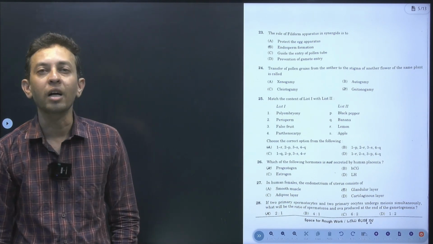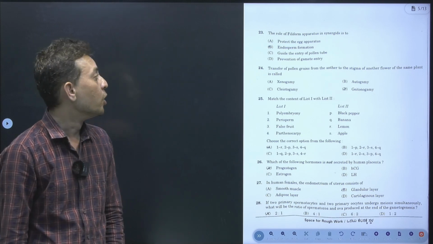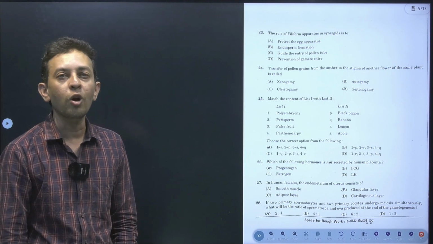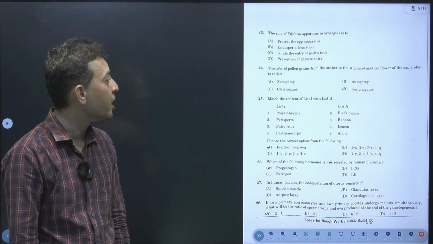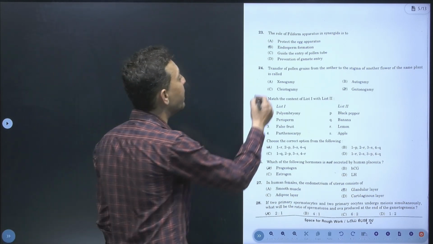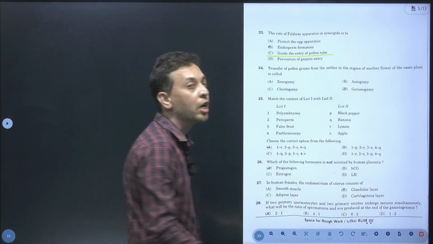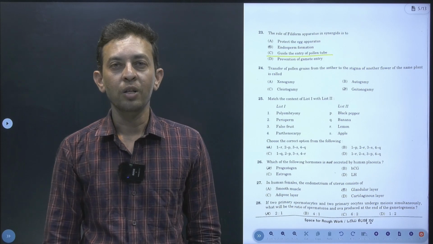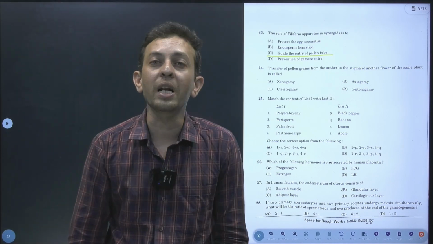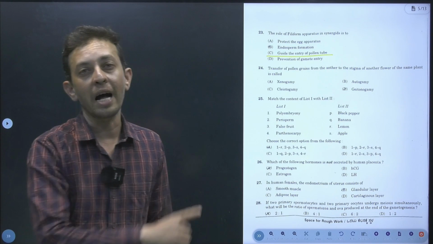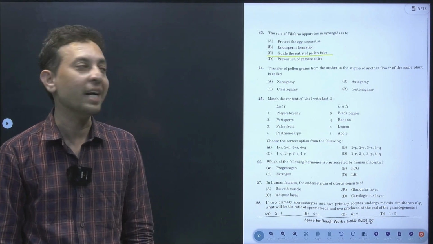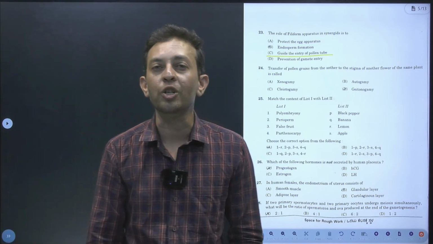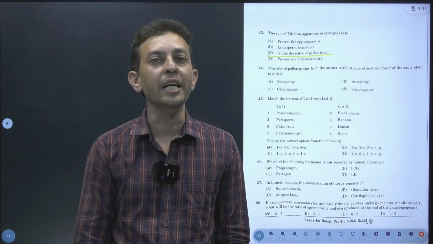Next, 23rd question. We all know the role of filiform apparatus in synergids. It will guide the entry of the pollen tube into the embryo sac. So into the embryo sac, who will guide the entry of the pollen tube? That is the filiform apparatus.